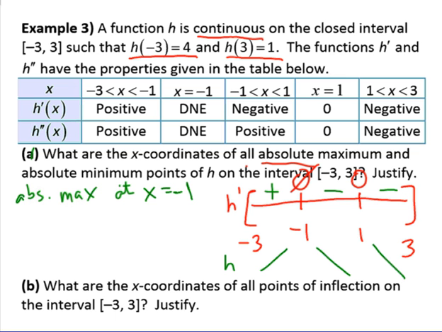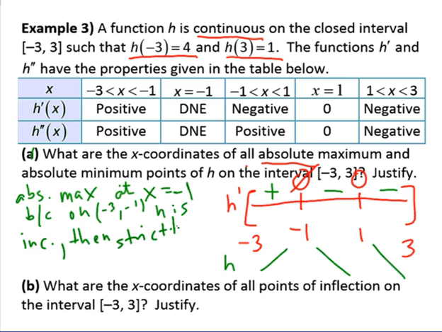Let's see. Hold on. What I would say to justify this is that on the interval from -3 to -1, h is increasing, then strictly decreases. Okay. So we're increasing, and then we're strictly decreasing. So the absolute max is going to occur at -1.